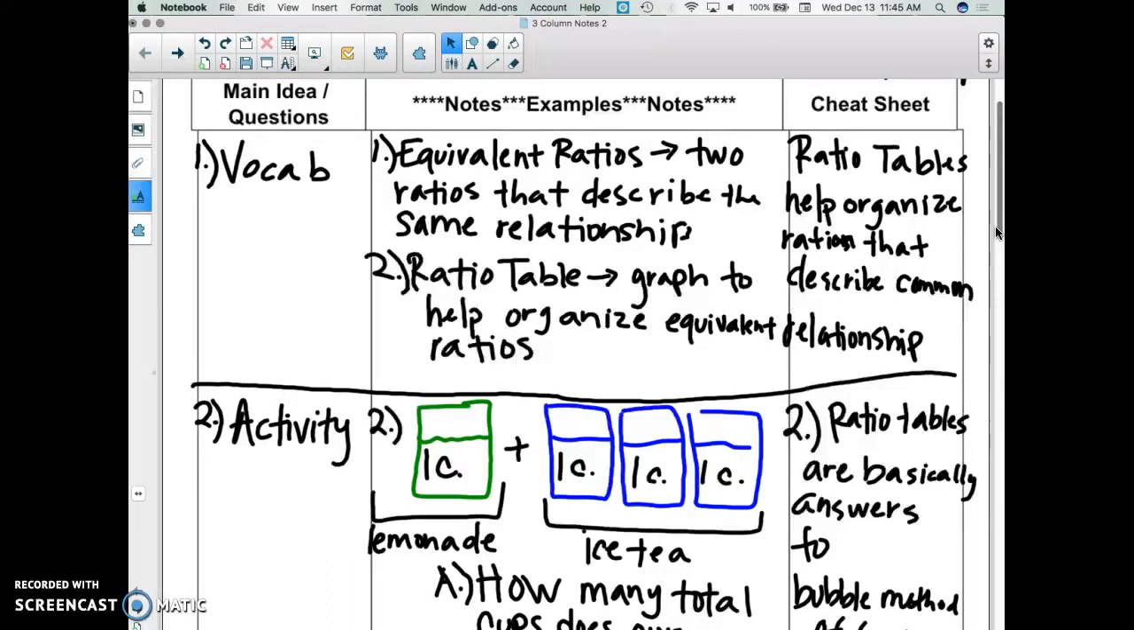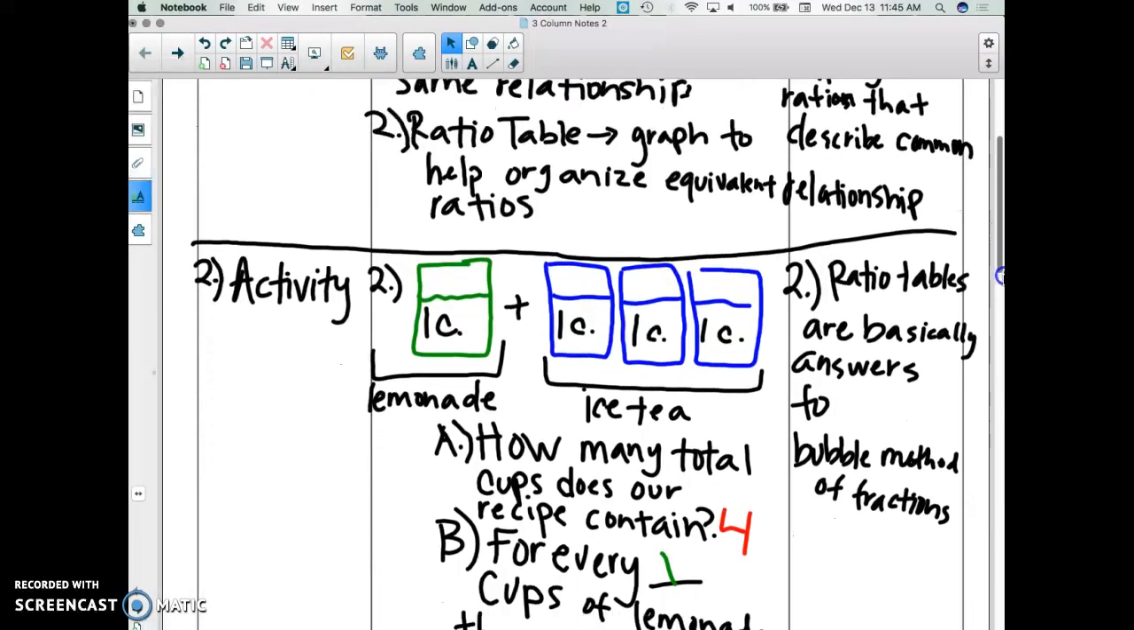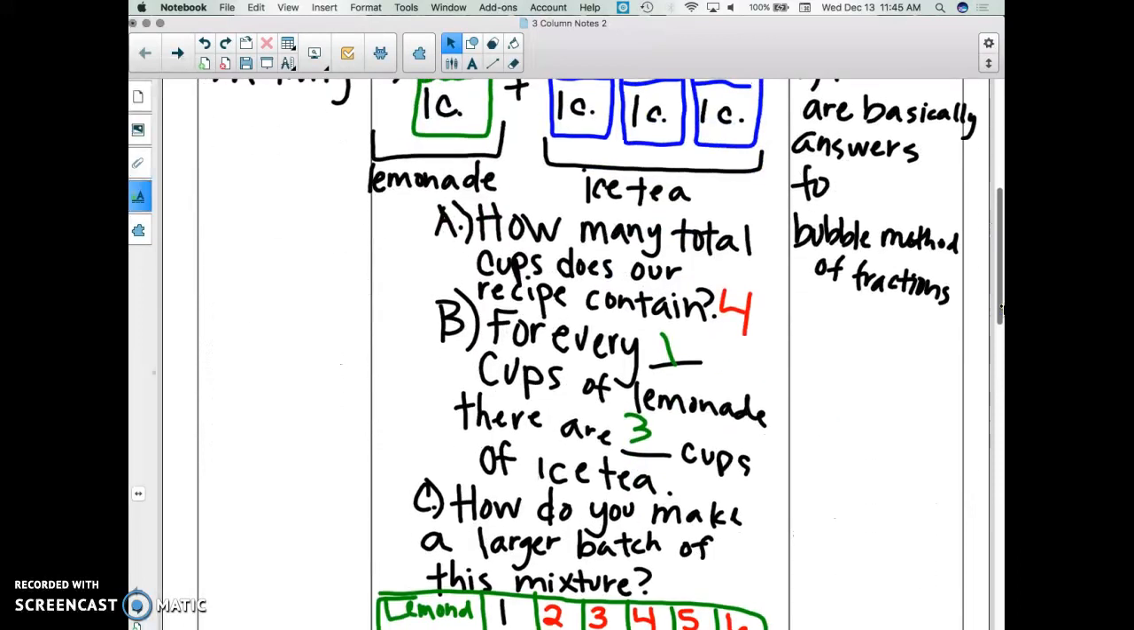Okay, so equivalent ratios are two ratios that describe the same relationship. Ratio tables are what we use to organize that information to make it nice and clear. We did an example with lemonade and iced tea.